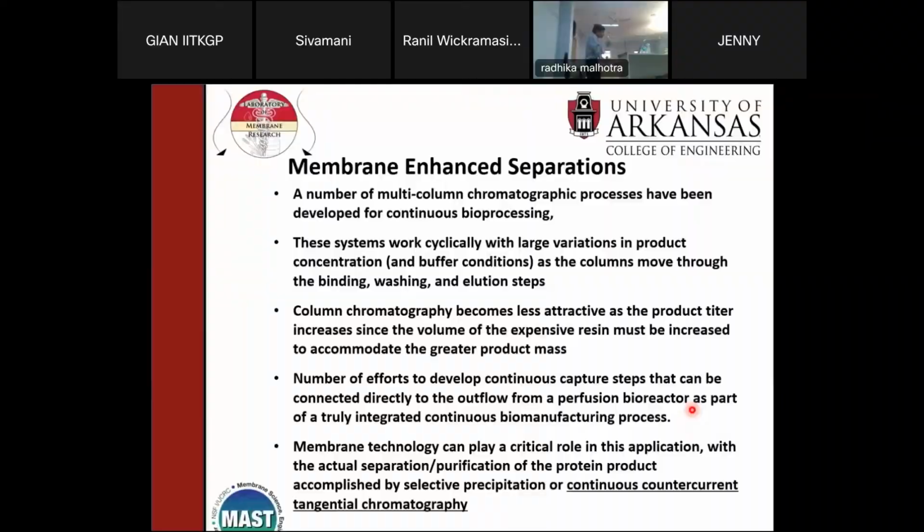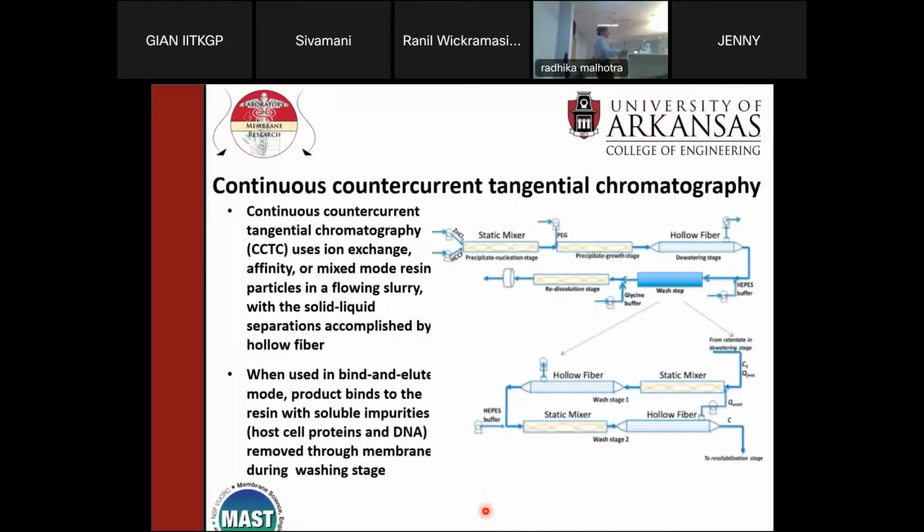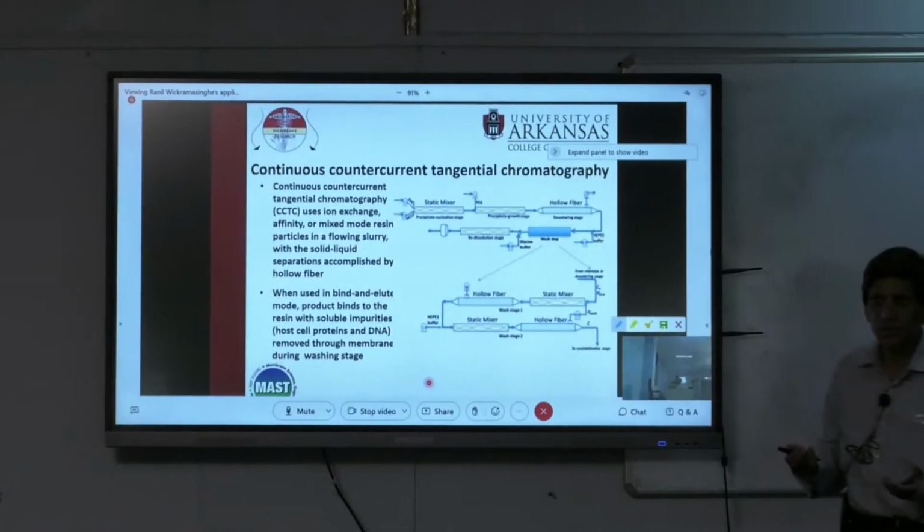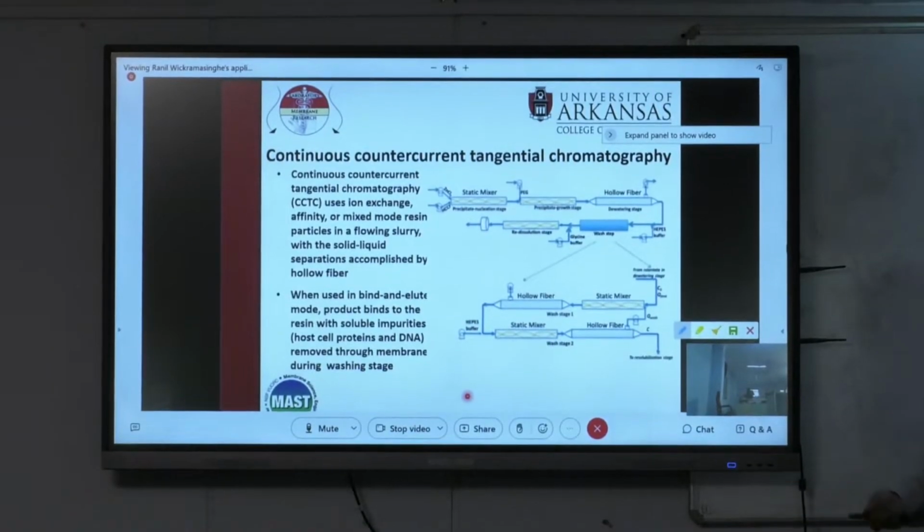So one very recent idea is that membrane technology can play a critical role in this application, with separation and purification of the protein product accompanied by selective precipitation, or continuous countercurrent tangential chromatography. Those are two membrane-enhanced processes for continuous manufacturing. Let's talk about those briefly. So here's continuous countercurrent tangential chromatography. I just wanted to introduce it briefly, because it's likely that in the future there will be many more of these combined processes where you have traditional chromatography steps enhanced by a membrane.